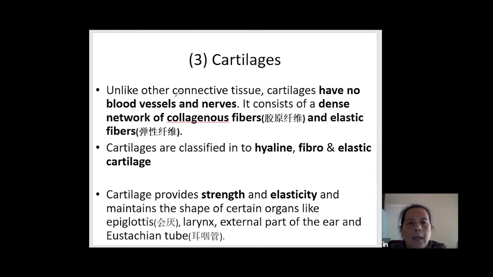So basically, we're talking about connective tissue, other connective tissue. They will have a blood vessel. They will have a nervous supply. But cartilage, without blood vessel, without nerves, they just have this kind of fabric in there and some elastic kind of fabric in there, mainly is fabric.